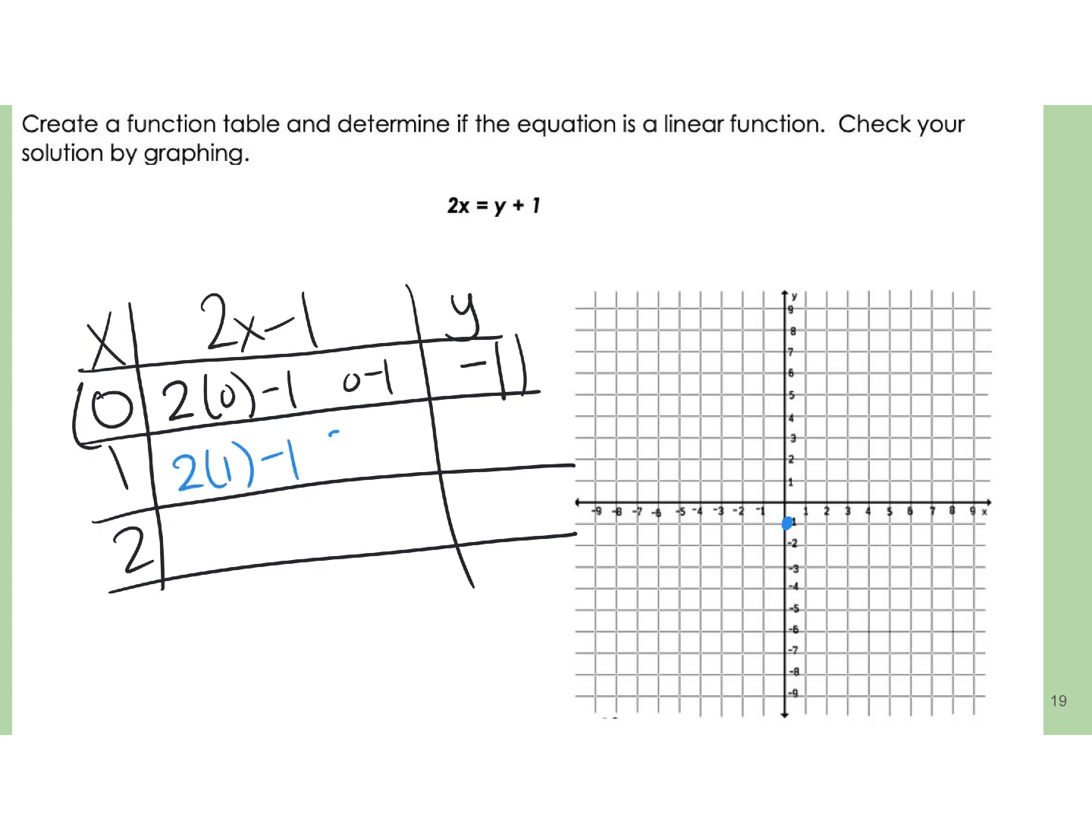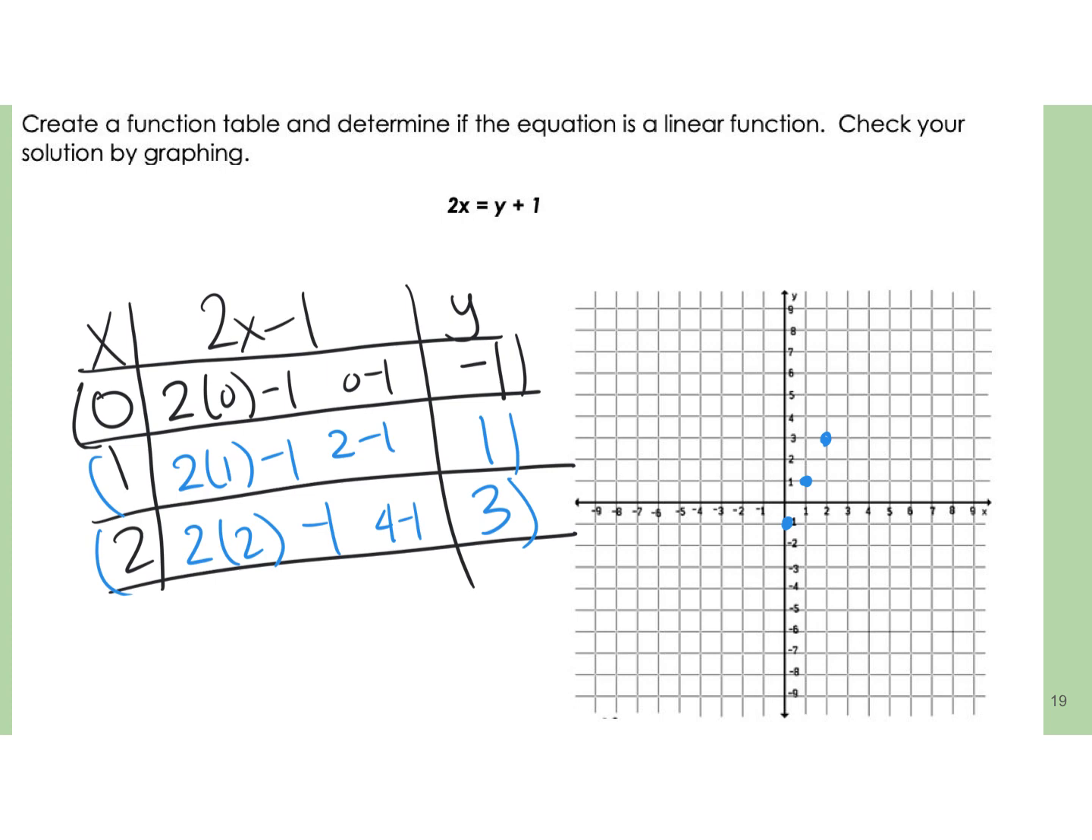Next, instead of x, I put a 1 in its place. 2 times 1 is 2. 2 minus 1 is 1. My next ordered pair is (1, 1), which is here. And finally, 2. Instead of x, I put a 2. 2 times 2 is 4. 4 minus 1 is 3. My last ordered pair is (2, 3).